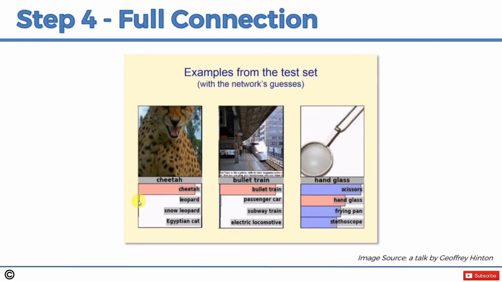But these still exist because there's still a small chance, as the other neurons are also listening to their voters, and they're saying, oh, maybe it's actually a leopard. And a bullet train, very, very probable. Here, scissors, this one won, but hand glass was very close, second, and then frying pan, stethoscope. You could see that the output scissors neuron listened to its voters, and it had the predominant vote overall, but then the hand glass had a good outcome as well. So there we go. That's how the full connection works and how this all plays out together.